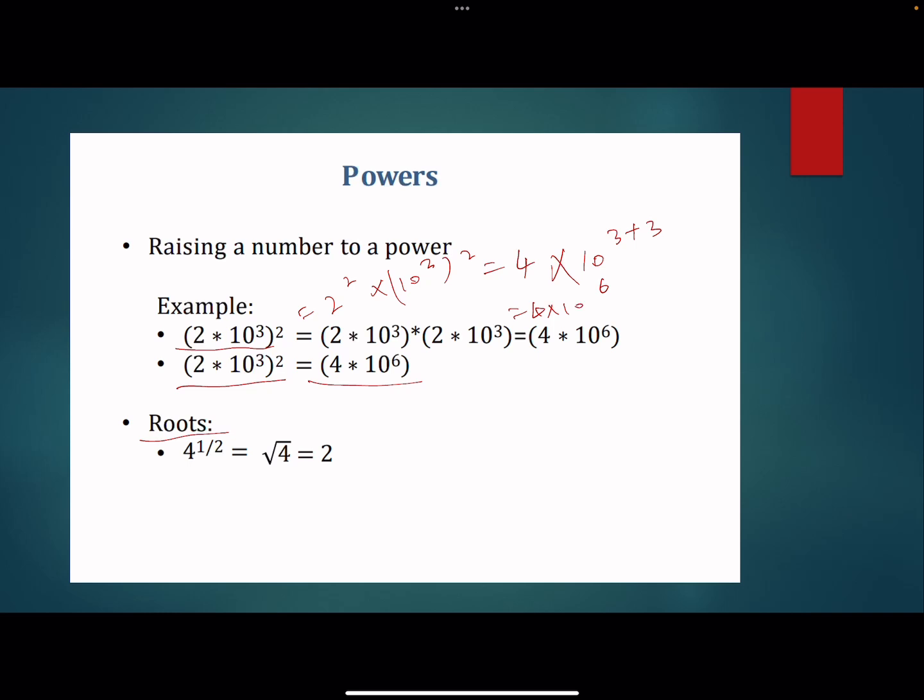For roots, 4 to the power of a half is basically the square root of 4. That will give us 2.